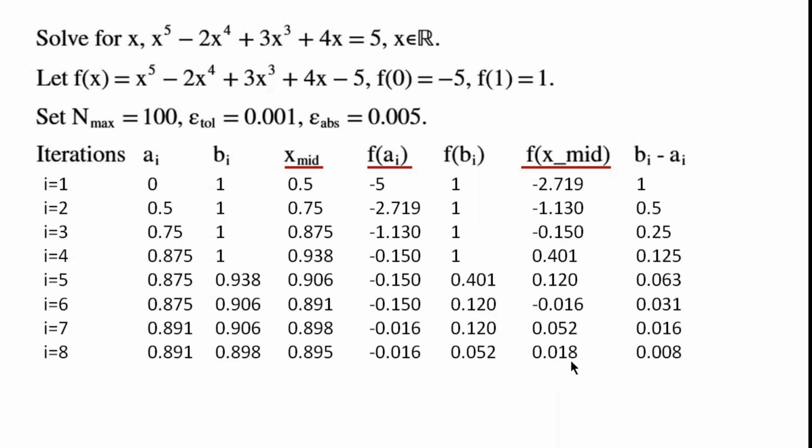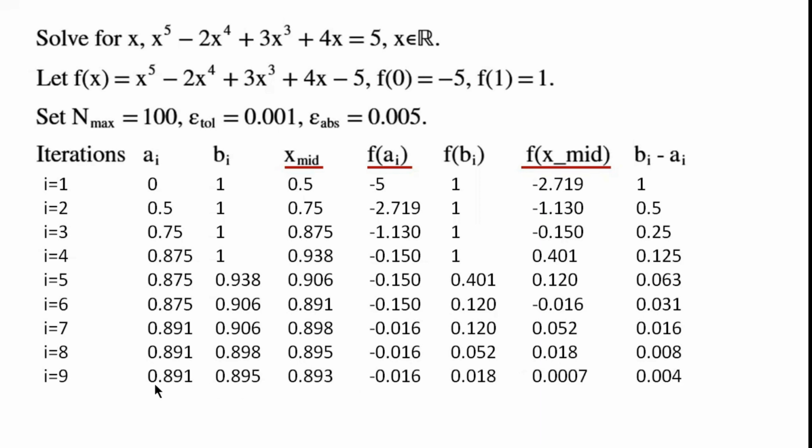The modulus of f of x mid is greater than epsilon tau. The modulus of bi minus ai is greater than epsilon abs. We can see that f of ai and f of x mid have different signs, so the roots must be in the interval ai x mid.